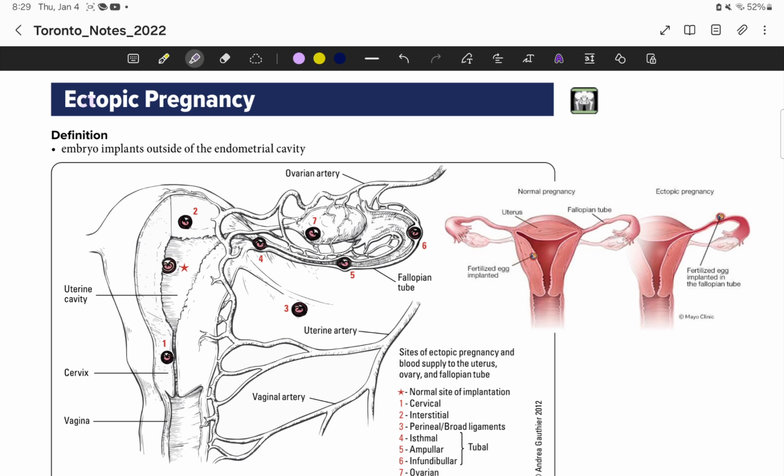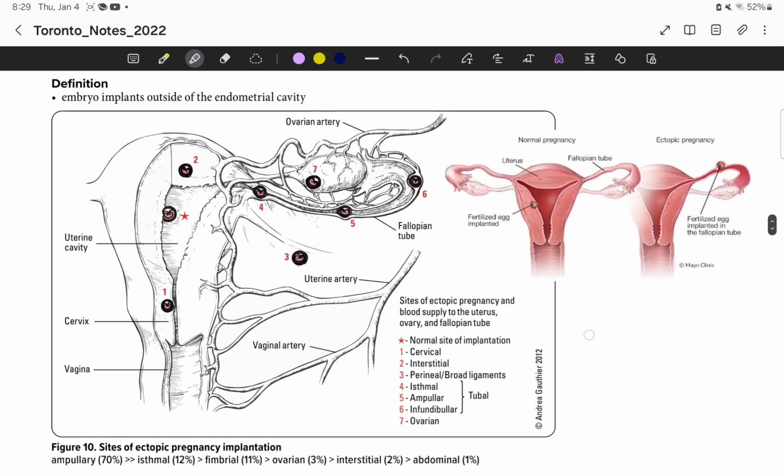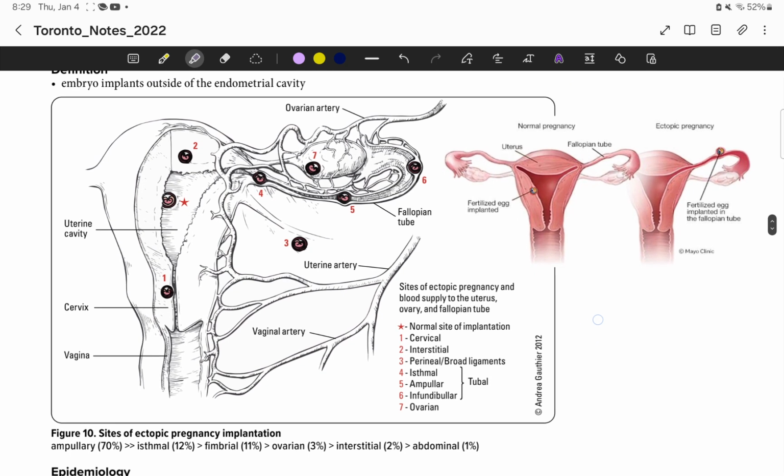Okay, ectopic pregnancy. In ectopic pregnancy, the embryo implants outside of the endometrial cavity. So the fetus is growing outside of the endometrial cavity. It has different sites.